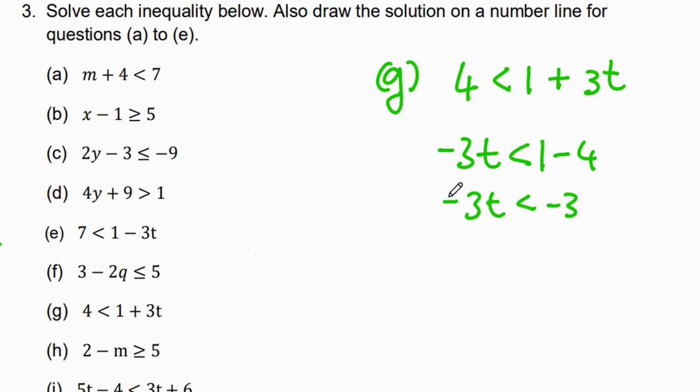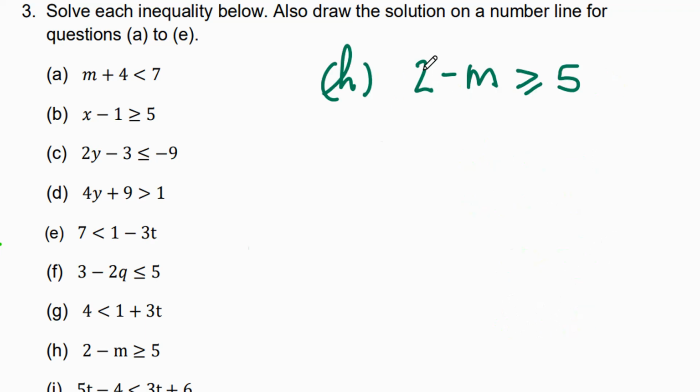Now we want to get rid of the negative 3 here, so we're going to divide it into the right-hand side. But now, important to remember that when we divide or multiply an inequality by a negative number, the inequality will switch around. So when we divide the negative 3 into the right-hand side, it now becomes greater than. So greater than negative 3 over negative 3. And of course, this is greater than 1.